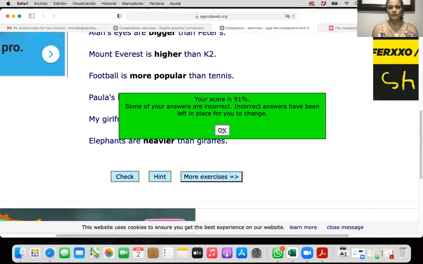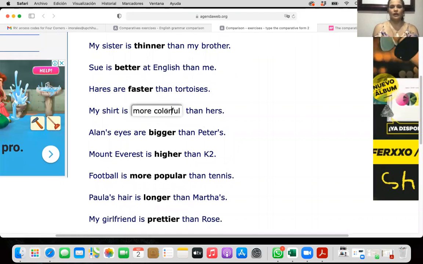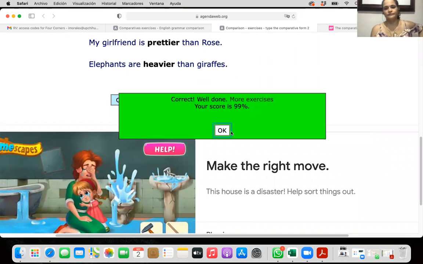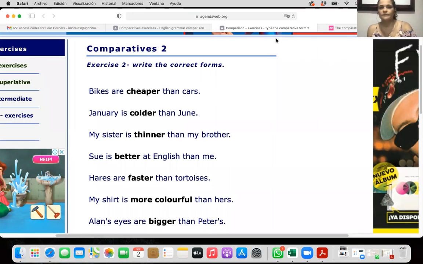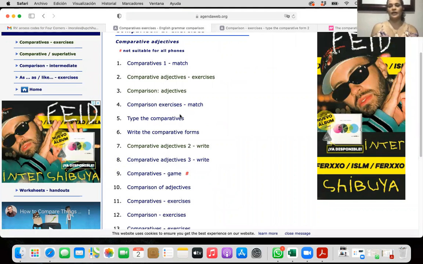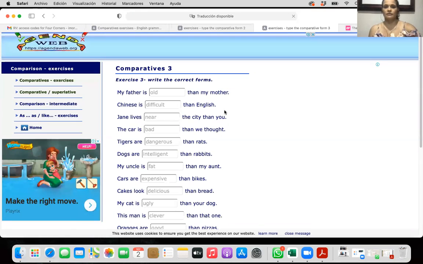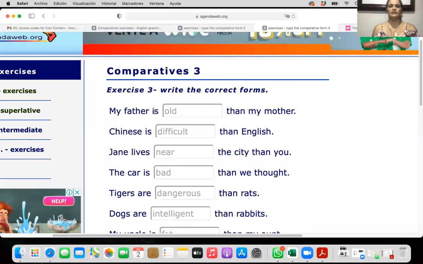Oh, something went wrong. Let's see what happened. Okay, color, this is British English. Sorry. Colorful, it's British English. Now it's correct. This is British English and I forgot to put the U in colorful. All right, but it's correct. And then I'm going to go back and get another exercise. The same thing, we have the verb to be and we just have to change the adjective.